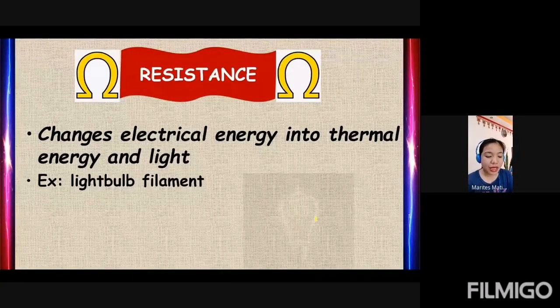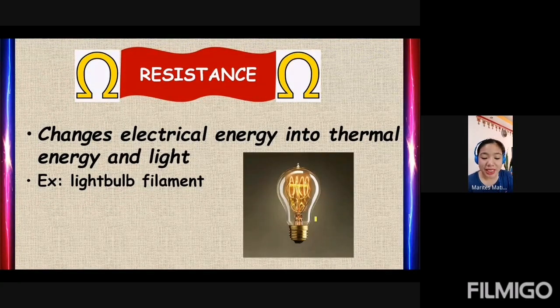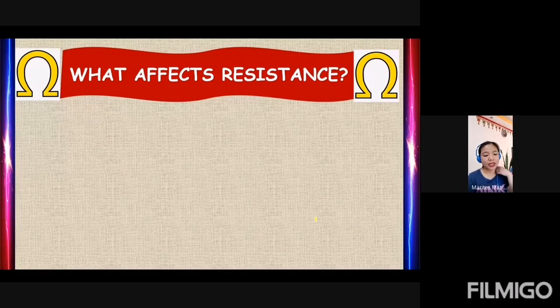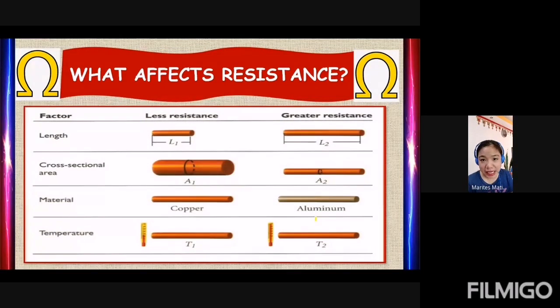Resistance is the change of electrical energy into thermal energy or light. Example, doon sa light bulb filaments natin. So, bakit siya umiilaw, di ba? Kasi nga, from electrical, kino-convert niya into thermal, then into light. So, that's the work of our light bulb filament. Okay, so what affects resistance? Ito yung mga factor natin. Length. So, kapag yung wire natin mas maigsi, mas less yung resistance niya.